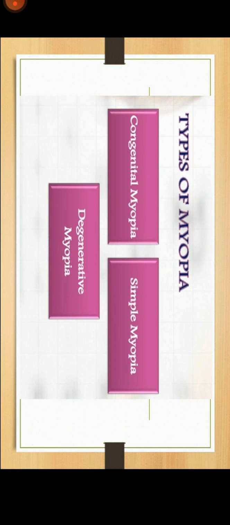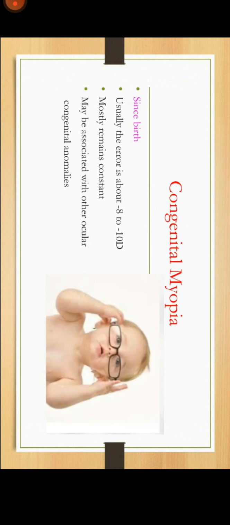That is congenital myopia, simple myopia that we are seeing in the daily OP, and then degenerative myopia. Congenital myopia, as its name denotes, starts since birth. Usually the error is about -8 to -10 diopter. Mostly remains constant. May be associated with other ocular congenital anomalies.